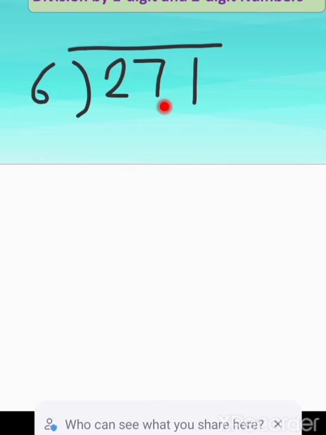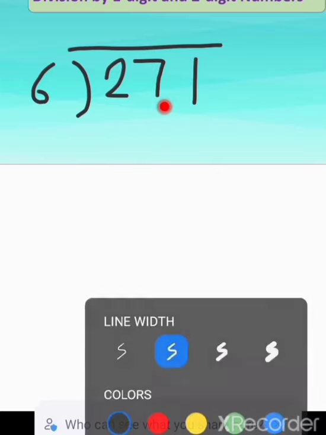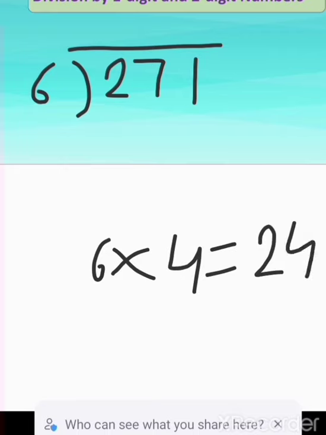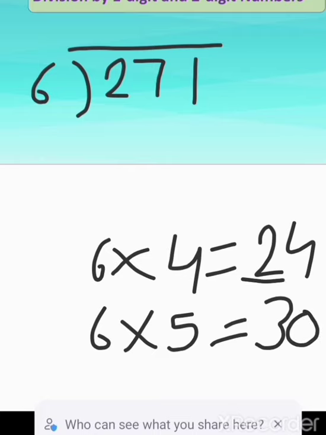Now I'll read the table of 6. 6 3s are 18, 6 4s are 24, and 6 5s are 30. 30 is more than 27, so I'll go for 24, that is by 4s. It means if you are getting a greater number, just move one step behind. So we'll go for 4s.